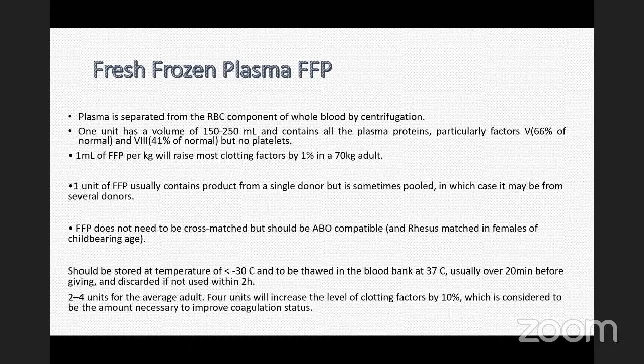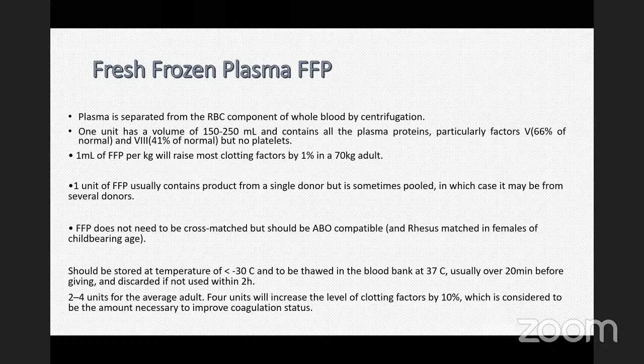Fresh frozen plasma, or FFP. Plasma is separated from the RBC component of whole blood by centrifugation, the same concept as the platelets. One unit has a volume of approximately 150 to 250 ml and contains all plasma proteins, particularly factor 5 and factor 8: factor 5 at 66% and factor 8 at 41% of normal, but no platelets. This is the difference. So 1 ml of FFP per kg will raise most clotting factors by 1% in a 70 kilogram adult.